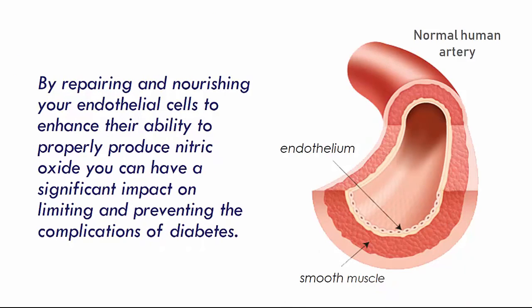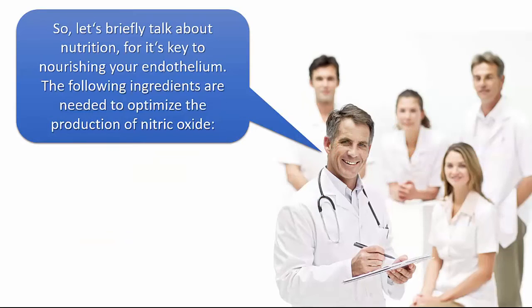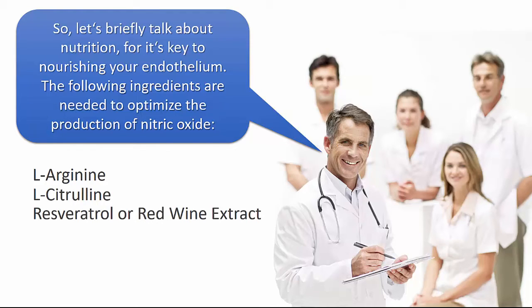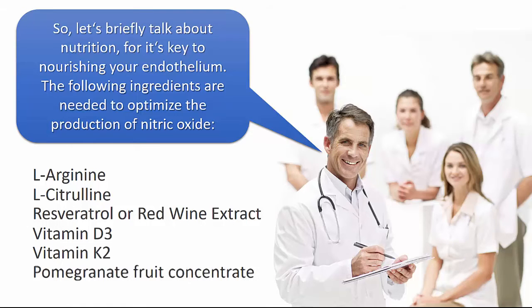As you can see, by repairing and nourishing your endothelial cells to enhance their ability to properly produce nitric oxide, you can have a significant impact on limiting and preventing the complications of diabetes. So let's briefly talk about nutrition, for it's key to nourishing your endothelium. The following ingredients are needed to optimize the production of nitric oxide: L-arginine, L-citrulline, resveratrol or red wine extract, vitamin D3, vitamin K2, pomegranate fruit concentrate.